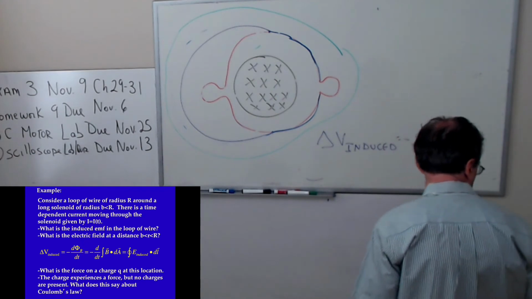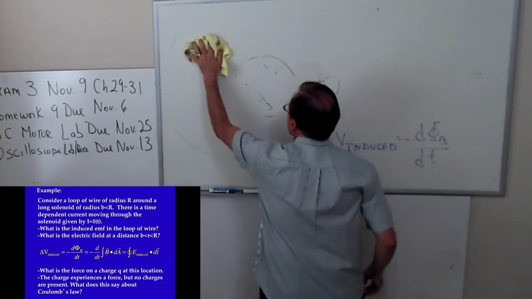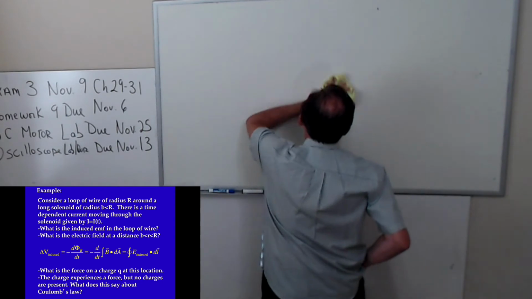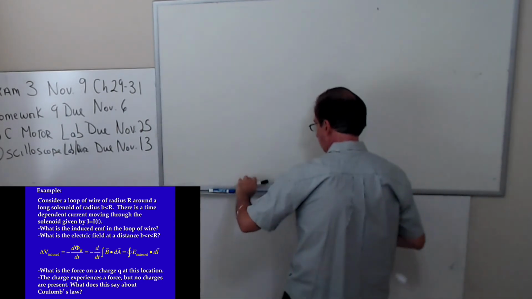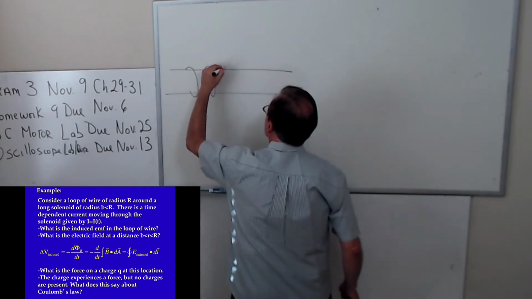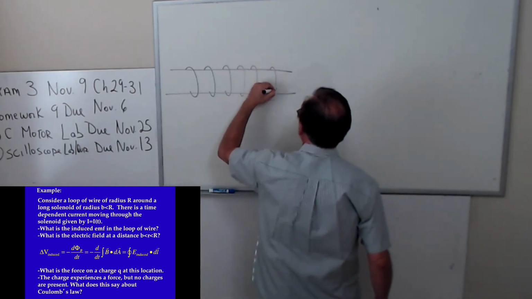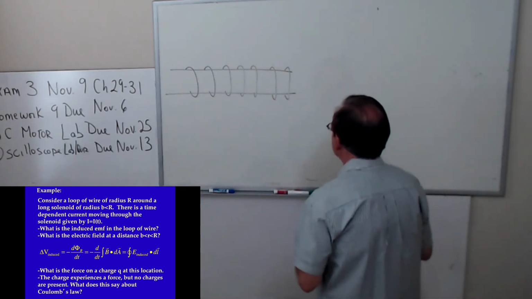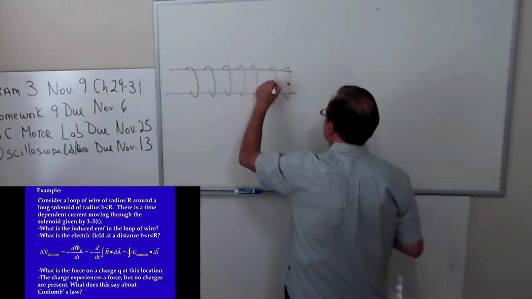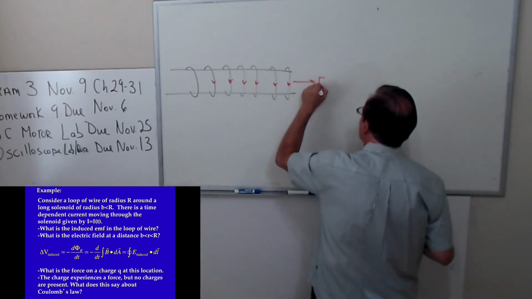So let me draw a solenoid. Obviously, I'm not drawing the coils real tight, but I can't do that for a drawing. All right. So let's assume that the current in the solenoid is like this. So the magnetic field inside points to the right.